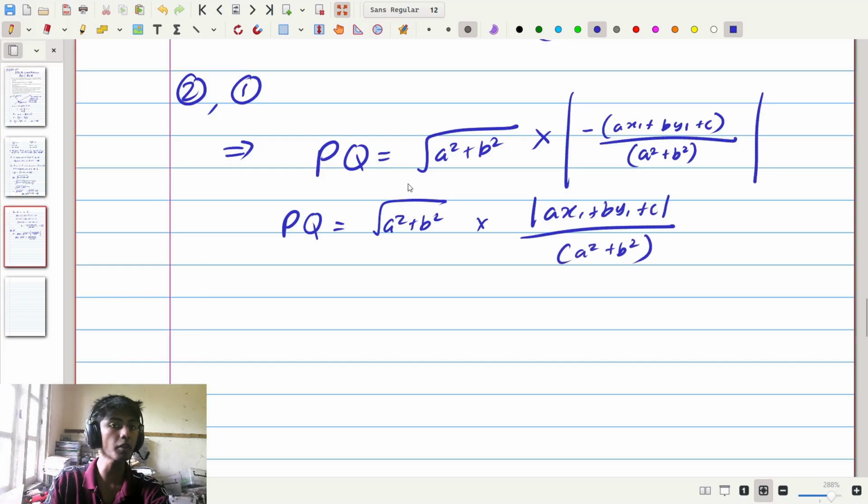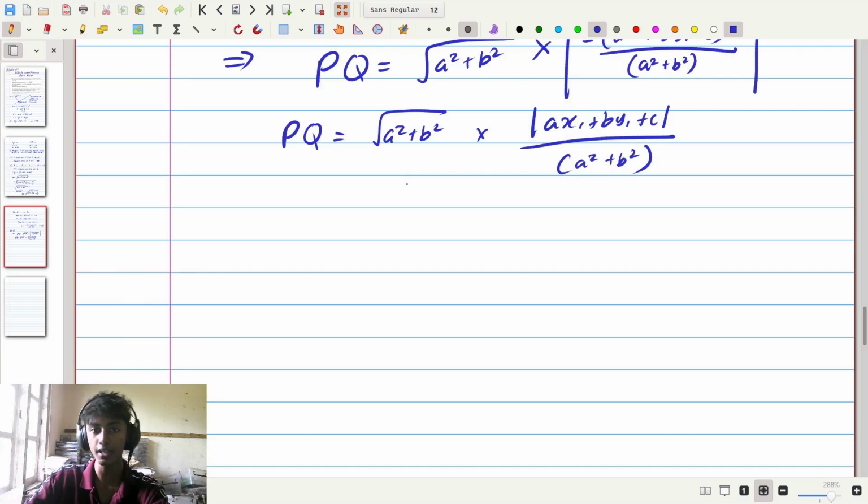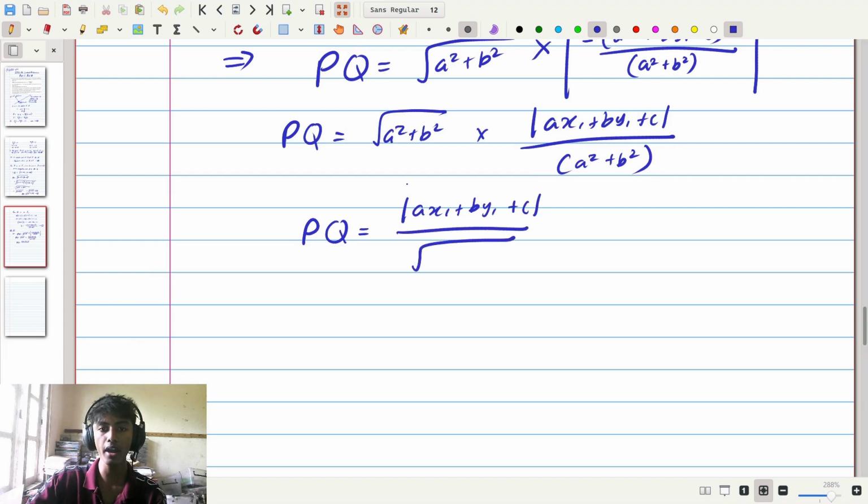Now since A squared plus B squared is not equal to 0, there's nothing wrong here, and it also means we can cancel this, and on the denominator we can write only square root of A squared plus B squared, and therefore we can simplify to get the equation PQ equals modulus of AX1 plus BY1 plus C divided by the square root of A squared plus B squared. And that is the end of that question.